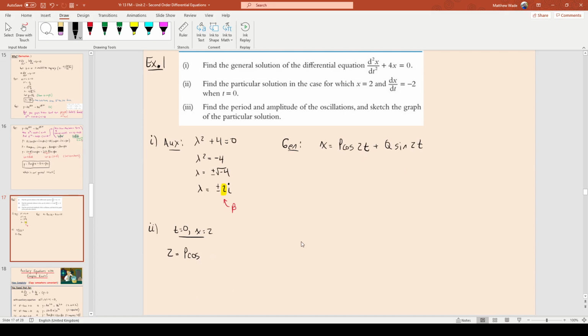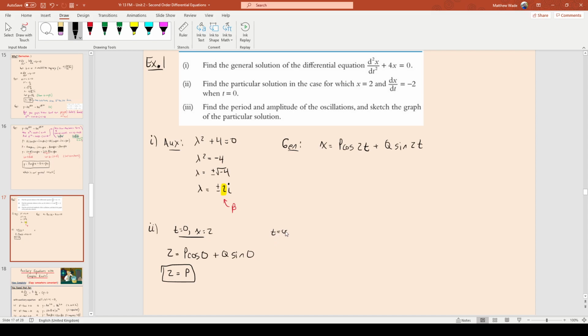So this is going to be p cos of 0, plus q sine of 0, because we're putting t equals 0 in. So 2 equals, cos of 0 is 1, so this is just going to be p, and sine of 0 is nothing, so that means that p is 2. Happy days! Now let's get q.